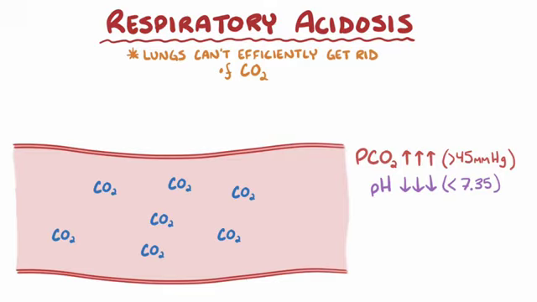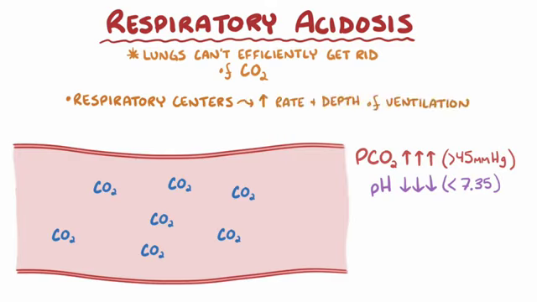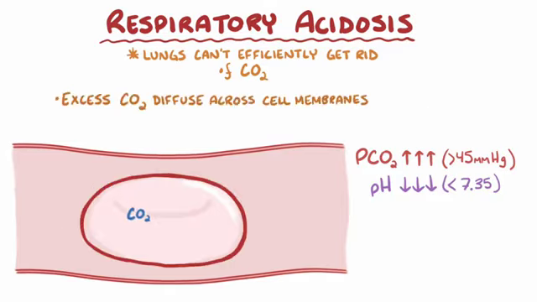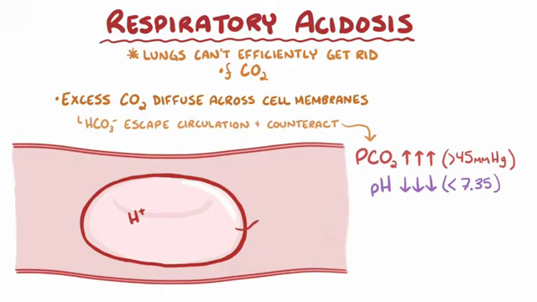To compensate for this decrease, the body has designed several mechanisms. If the respiratory centers are working, then they try to increase the rate and depth of ventilation. If that doesn't work, then some of the excess carbon dioxide diffuses across cell membranes, especially into red blood cells, where it reacts with water molecules and forms carbonic acid, which eventually gets converted into hydrogen ions and bicarbonate ions. The key here is that this bicarbonate can quickly escape to the circulation, trying to counteract the increased partial pressure of carbon dioxide and keeping the pH from getting too low. At the same time, though, free hydrogen ions are generated, which could very well make the intracellular environment acidic.